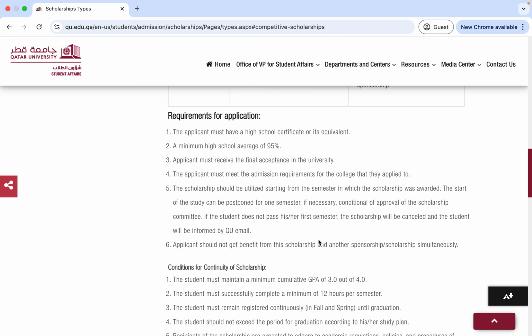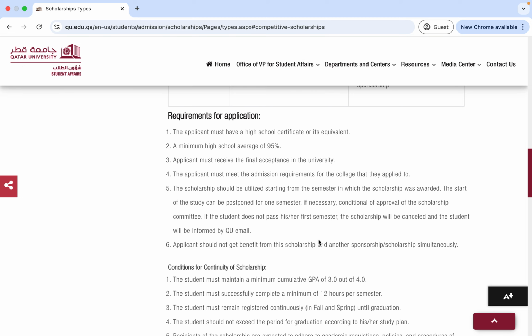So this scholarship should be utilized starting from the semester in which the scholarship was awarded. The start of the study can be postponed for one semester if necessary, conditional on approval of the scholarship committee. So if the student does not pass his or her first semester, the scholarship will be cancelled and the student will be informed by QU email.